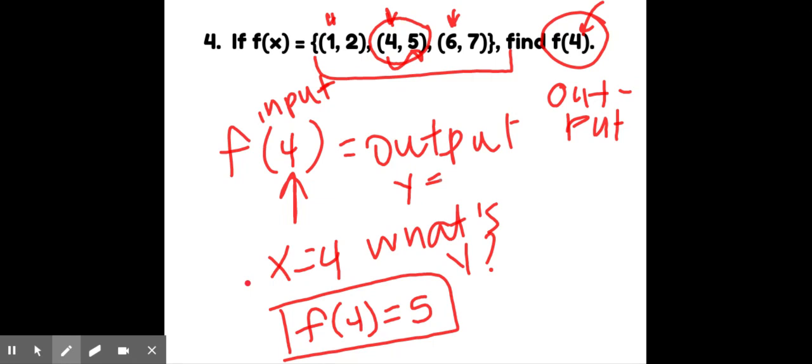And then the last one we're going to look at is a graph. So make sure you copy this down if you didn't do so already.